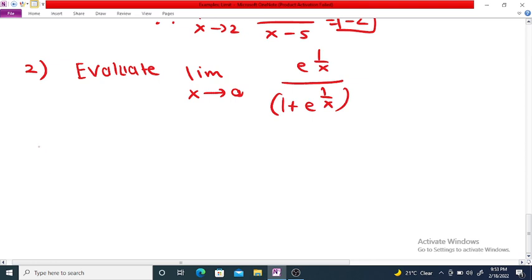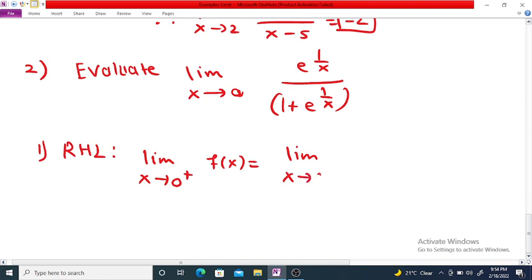Now first consider the right hand limit, RHL. So limit as x tends to 0 plus of f of x, say this is f of x, which is equal to limit as x tends to 0 and x greater than 0 of e raised to 1 by x divided by 1 plus e raised to 1 by x.